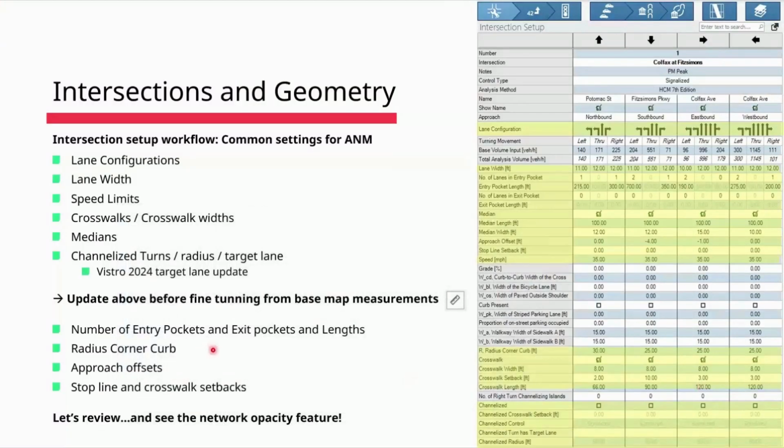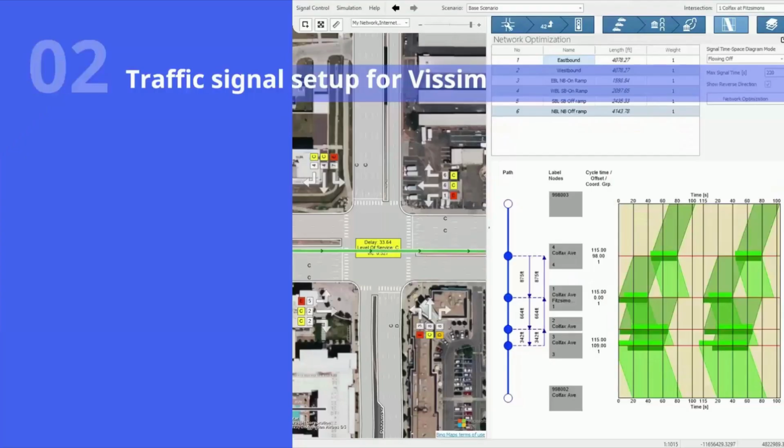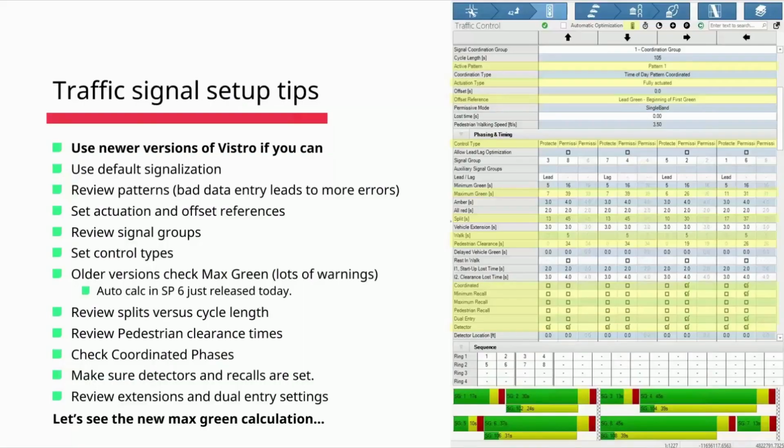All right, so those are some of the intersection geometry settings, and we can continue into the traffic signal setup. Again, I kind of have a list here of traffic signal settings.